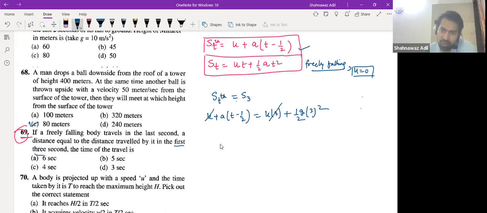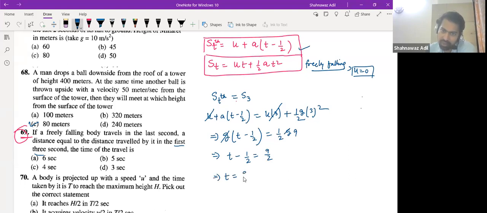So what we will get is g into t minus half, and this is equal to half g into 9. So g cancels. If we solve this, t minus half is 9 by 2, so t would be 9 by 2 plus half. Where did you reach? Sir, the main part I did was S3 plus 1 plus S1.